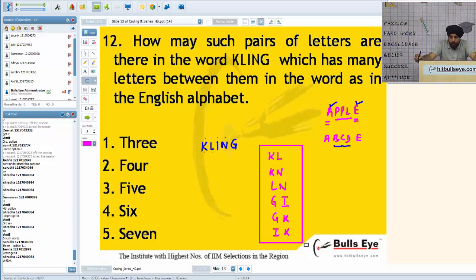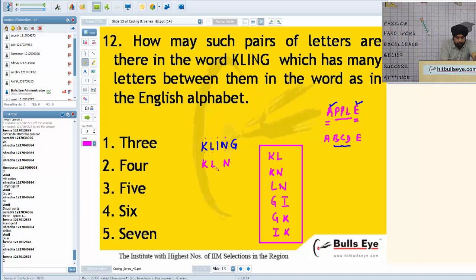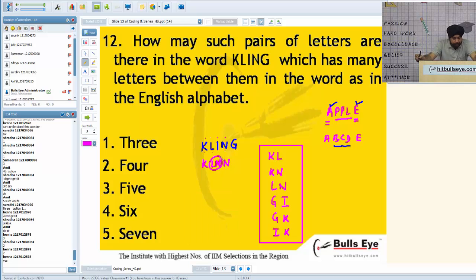Hina, just tell me how many letters you can see in between K and N. Just see the word KLING. K और N के बीच में कितने लेटर नजर आ रहे हैं हिना आपको? K और N के बीच में आपको L और I 2 लेटर्स नजर आ रहे हैं. एक्चुअल अल्फाबेट में K और N के बीच में क्या होता है? K और N के बीच में L, M 2 ही लेटर्स होते हैं एक्चुअल अल्फाबेट में भी. So this means K and N is such a pair which has as many letters in between the word as in the actual alphabetic order.